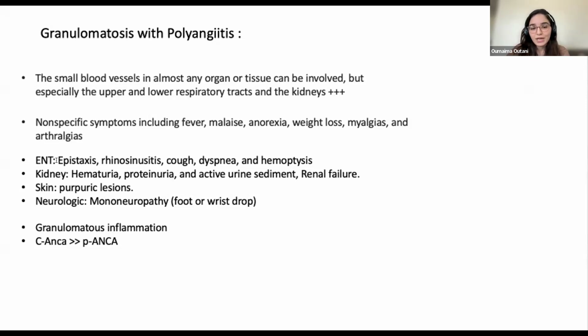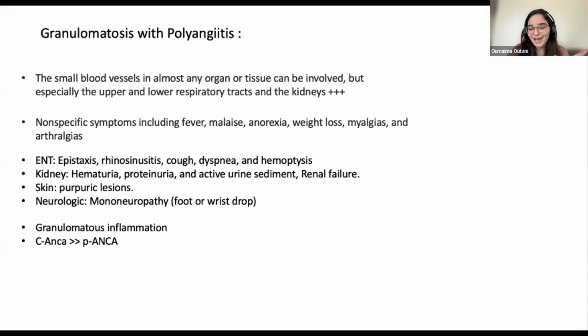For kidney involvement, we have things like hematuria and proteinuria, and getting urine sediment is very important. We might also have purpuric lesions and mononeuropathy. Sometimes patients with GPA can present with foot or wrist drop. And of course, granulomatous inflammation. We should try our best to get tissue and see those actual granulomas. And in this specific vasculitis, they are often C-ANCA positive, but not exclusively C-ANCA positive. Like this patient, he was P-ANCA positive.